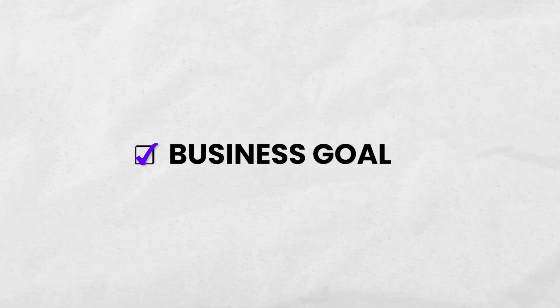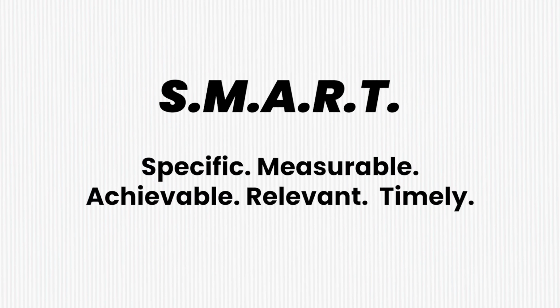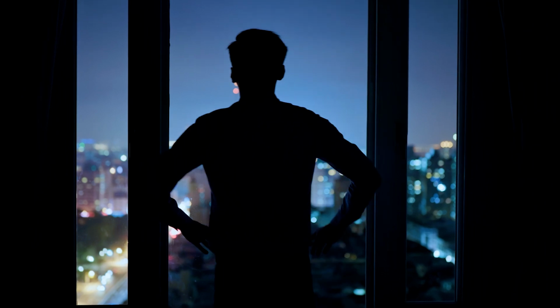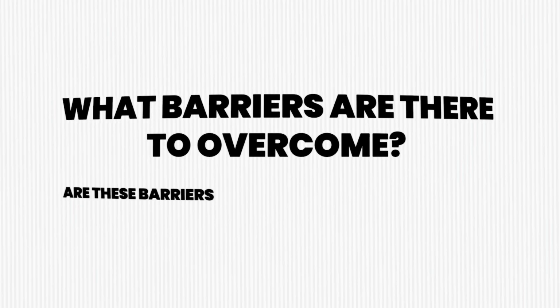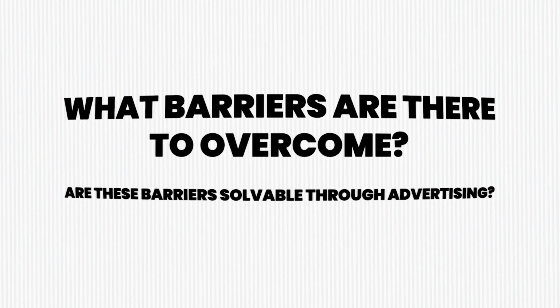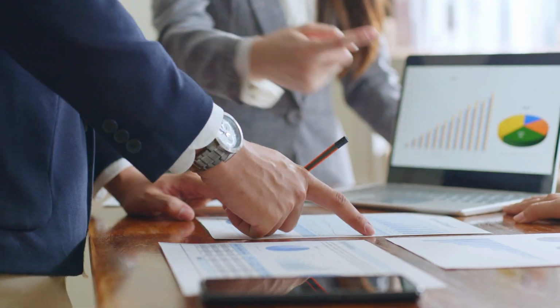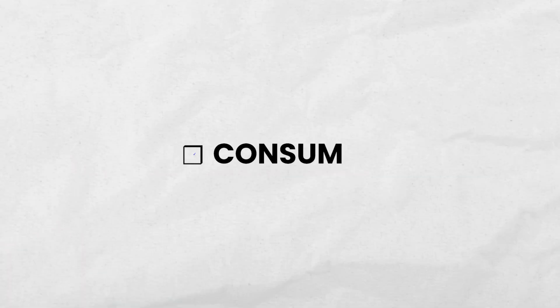The business goal has to be SMART: specific, measurable, achievable, relevant, and timely. This is usually straightforward and can be stated in several forms: business objectives, vision, percentage increase in sales, market share, website visits, and so on. Business problem looks at the challenge the company is facing. What barriers are there to overcome? Are these barriers solvable through advertising? An interview with the client can also help to get more information for your research and strategy later on.